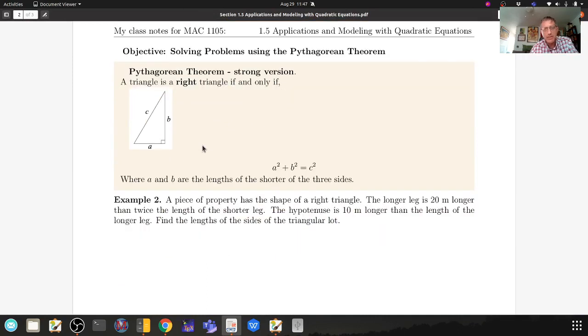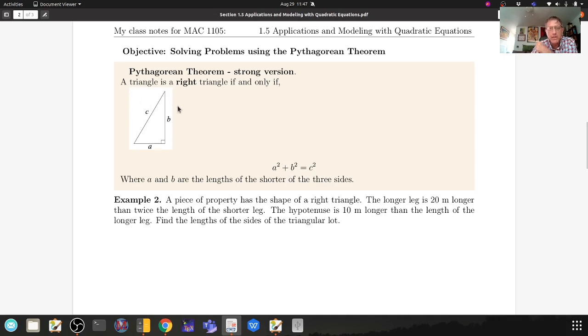We have the strong version of the Pythagorean theorem: a triangle is a right triangle if and only if. Here I've drawn a picture. The little square denotes the 90-degree angle. The a and the b are called the legs of the right triangle, and c is called the hypotenuse. A triangle is a right triangle if and only if the two legs squared, a squared plus b squared, added together is equal to c squared.